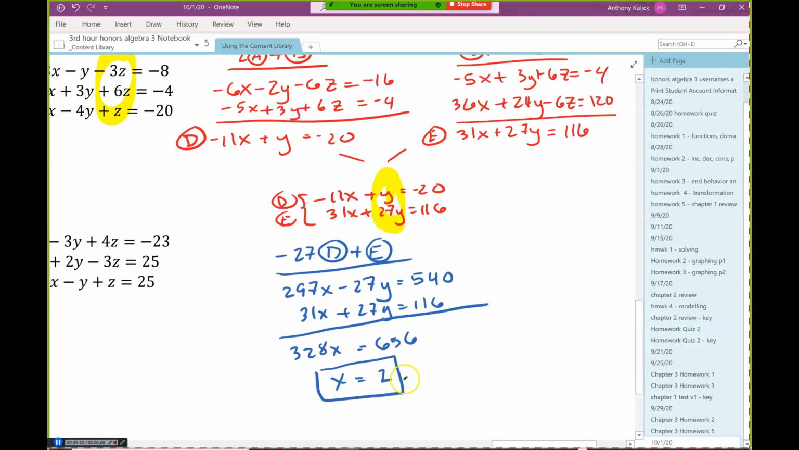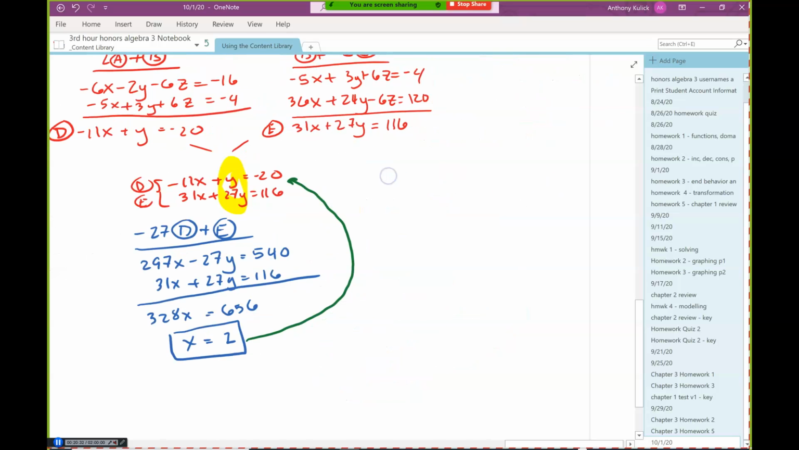Well, that's a relief. So we'll plug this back into one of the two places. I would choose equation D, just because the numbers are a little smaller. It doesn't really matter, though. It's just one of those, like, why make your life harder than it is? So negative 11 times 2 is negative 22, and when I add that to both sides, I get positive 2. Everybody's okay there?